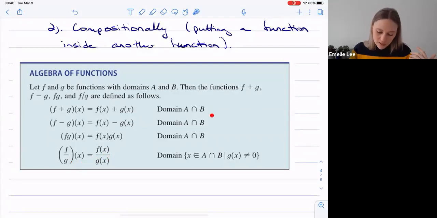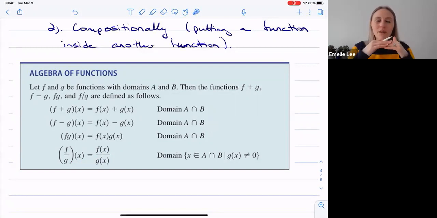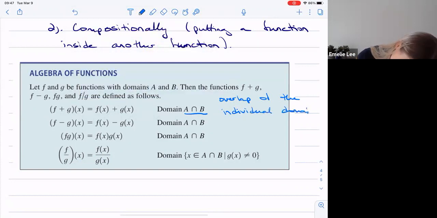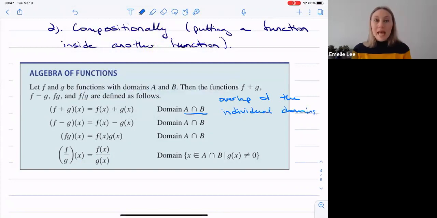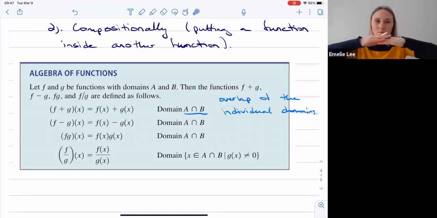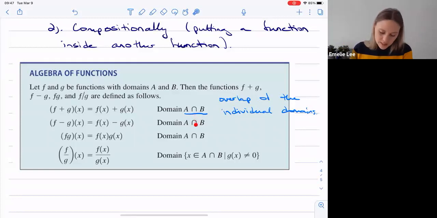And notice all along here that the domain has been the intersection, right? The overlap of the individual domains, A and B. Remember, this upside down U is "and", so it's where they overlap. So it's all the same, A and B.